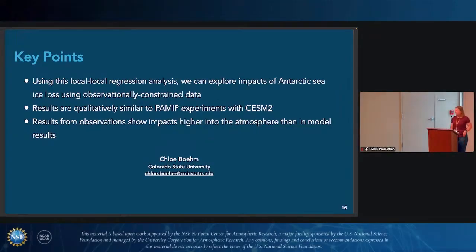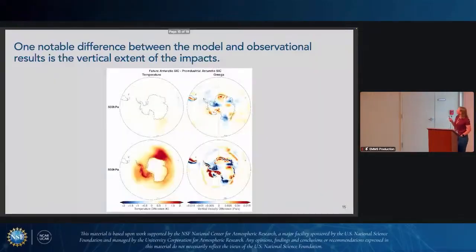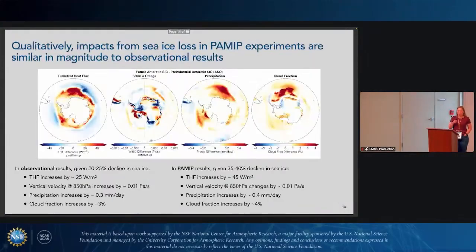All right. Do we have any questions for Chloe? Very nice talk. Learned a lot. I just have a question about the asymmetry of your cloud fraction and precipitation response to the loss of Antarctic sea ice. It seems like on the eastern side of Antarctica, the response is actually the strongest. Is that just because of the change in surface heat fluxes? Are you talking about, sorry, the change in these results? Yes.